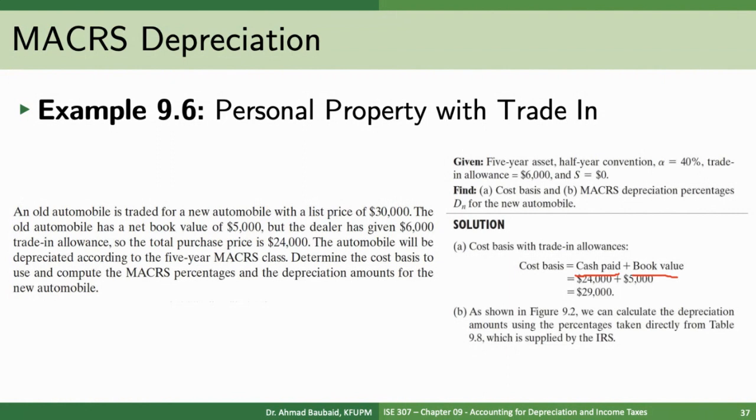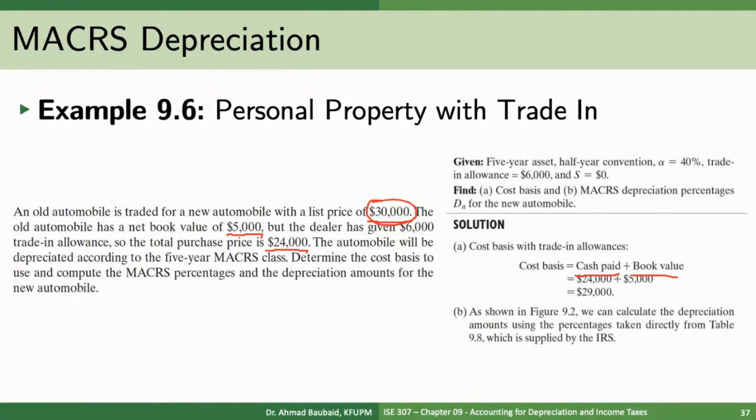And so here, let's look at this example. You're giving back an old car to buy a new car, right? And so the new car has $30,000 as a price tag. The old car has a net book value of $5,000. But the dealer says, if you give me your old car, I will give you $6,000 in trade-in allowance. Okay, so the $6,000 is the trade-in allowance, or the trade-in value of this old car. And therefore, it reduces the price that you pay by $6,000. And so that's why you only pay $24,000.